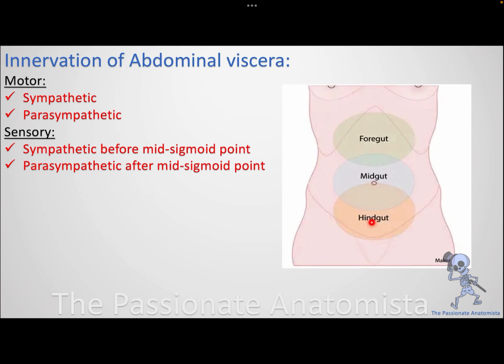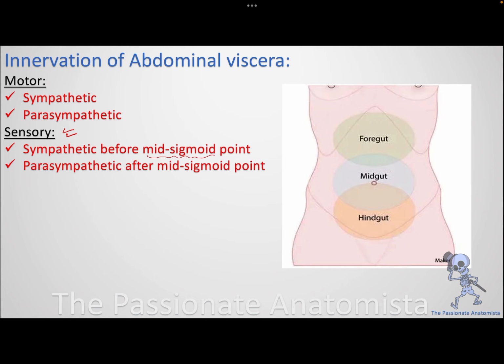Now, what happens in the sensory innervation? I'm giving sympathetic and parasympathetic to take care of the glands, the peristaltic movement, when to open the sphincters, and everything is fine. And now we know the innervation. What about the sensation? I want you to know one important thing. Yes, we have innervation from sympathetic and parasympathetic everywhere in our bodies, but for the sensory innervation, for carrying pain sensation, this follows a specific rule. There is something called the pelvic pain line. The pelvic pain line is at the mid-sigmoid point.